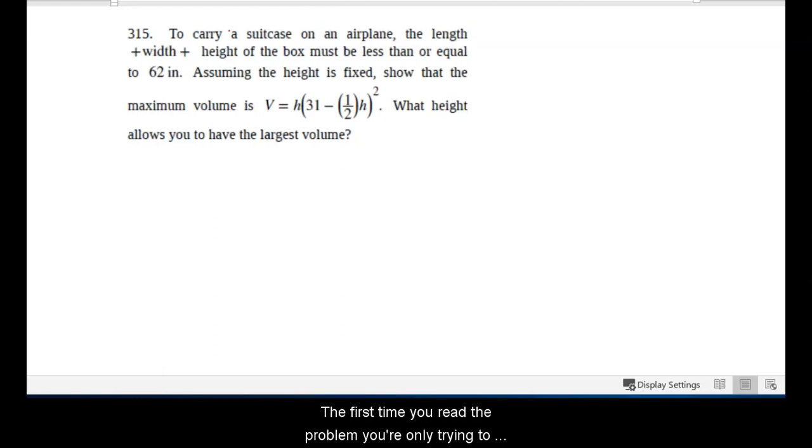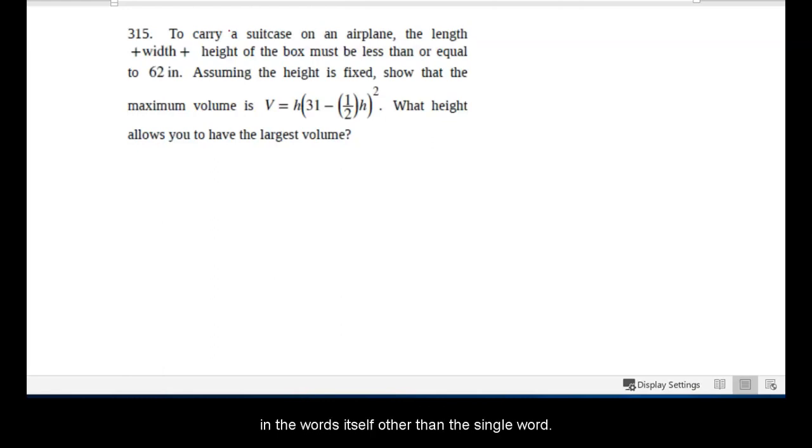The first time you read the problem, you're only trying to get a vague idea of what kinds of equations might be involved. In this particular situation, I know I'm looking at a suitcase, and I know I have volume, and I'm measuring how long the suitcase is, how wide the suitcase is, and how high the suitcase is. We can assume that the suitcase is basically a rectangular box shape. You need to be able to assume this in order to solve the problem, but note that that information is not given in the words itself other than the single word box.